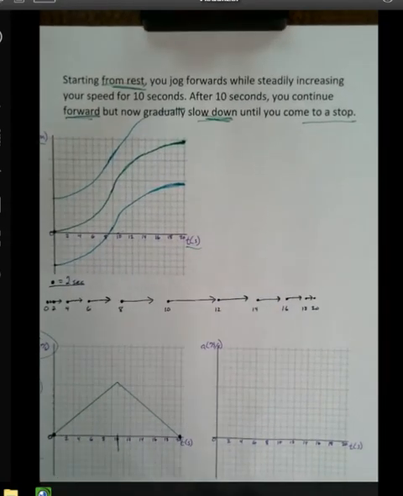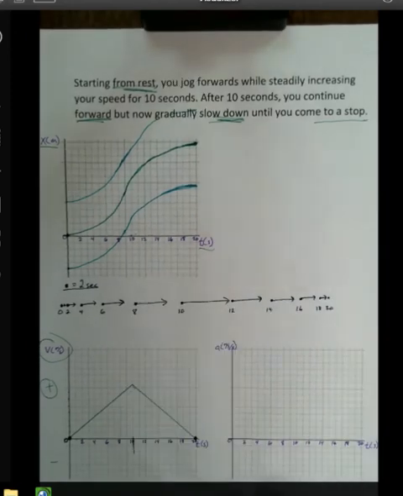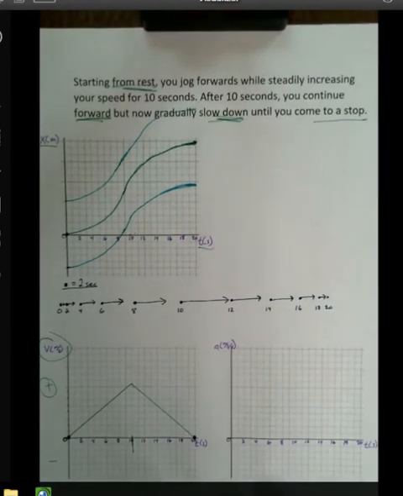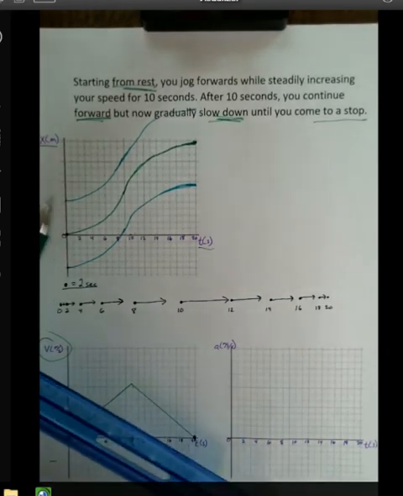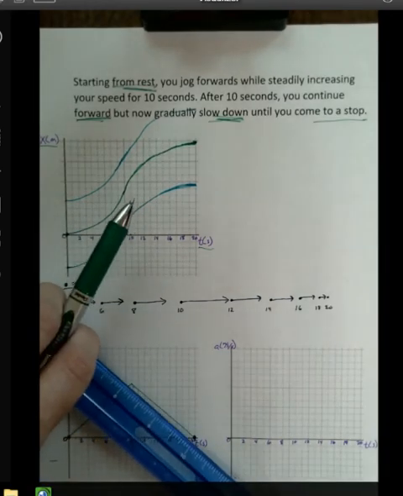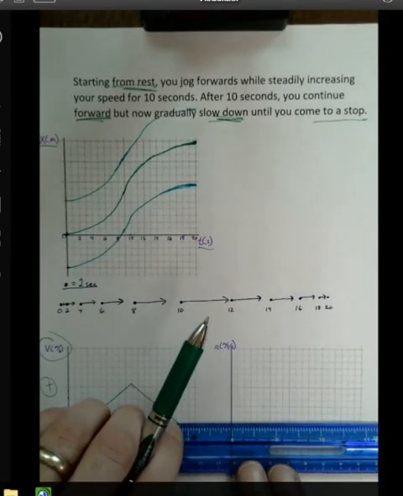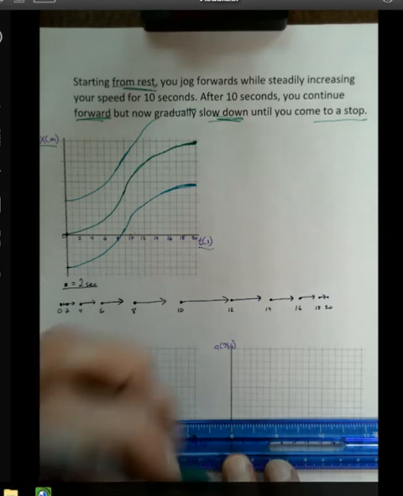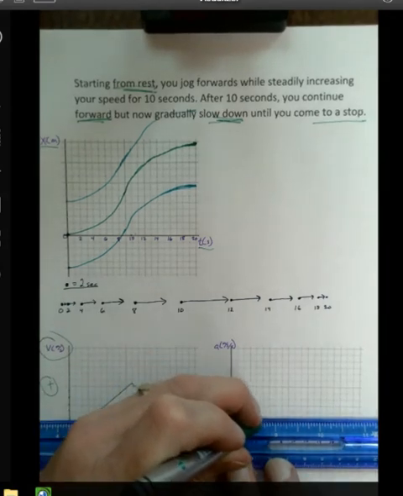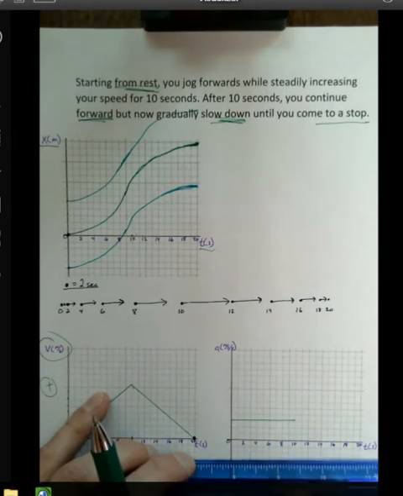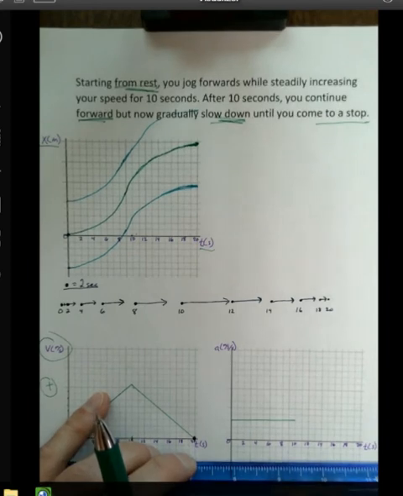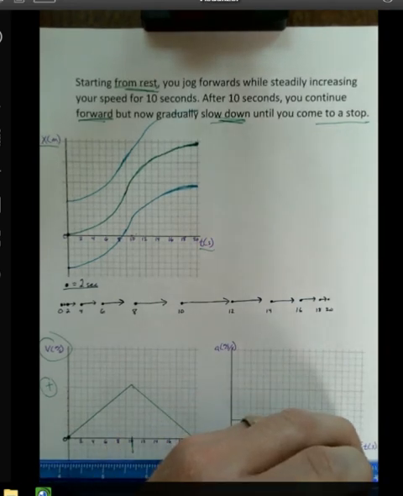The last graph that we want to take a look at is the acceleration versus time graph. Now, acceleration is the slope of the velocity graph. And for the first half of our velocity graph, we had a constant positive slope. For the second half of this graph, we had a constant negative slope. So the acceleration for the first half is going to be a horizontal line up to 10 seconds. And then we're going to have a horizontal line again beyond 10 seconds until 20 seconds.